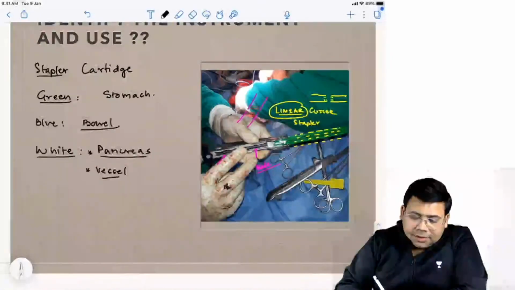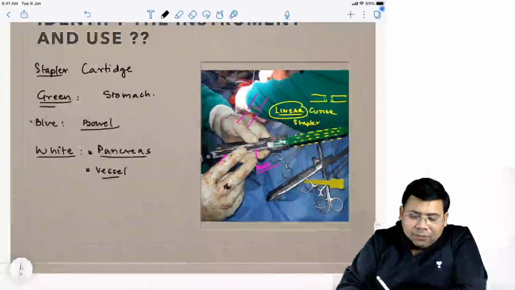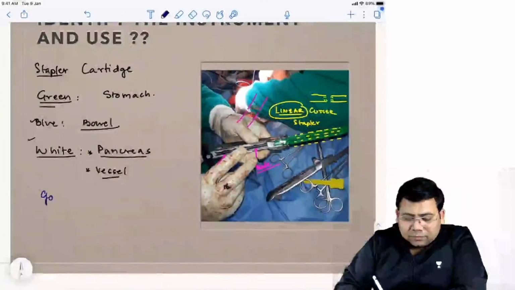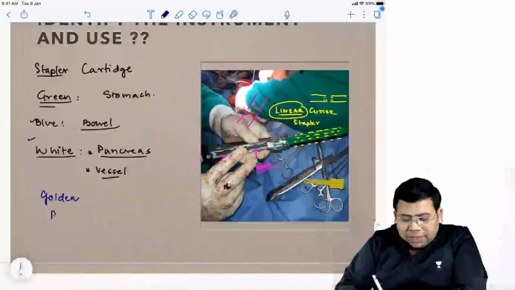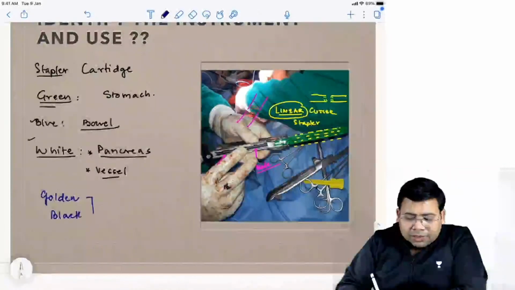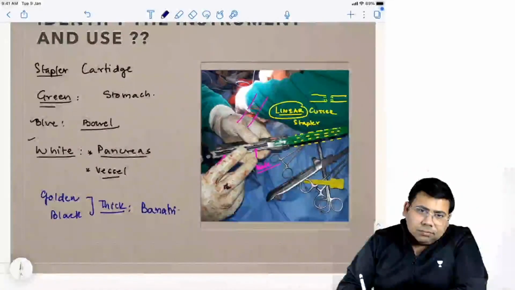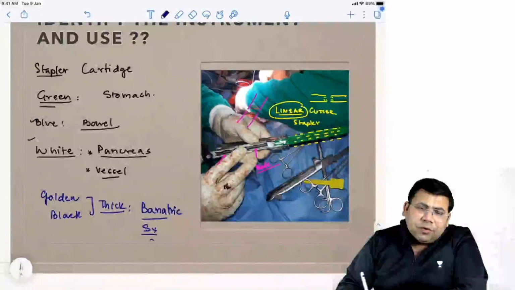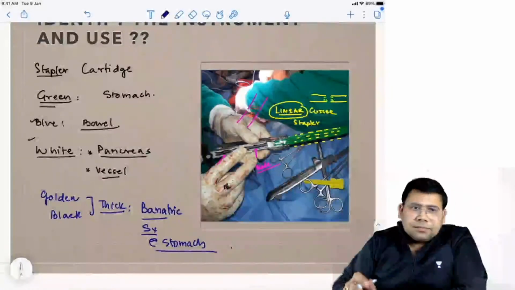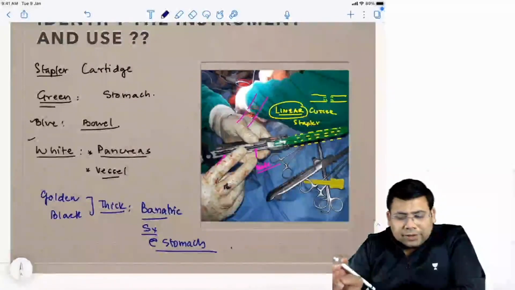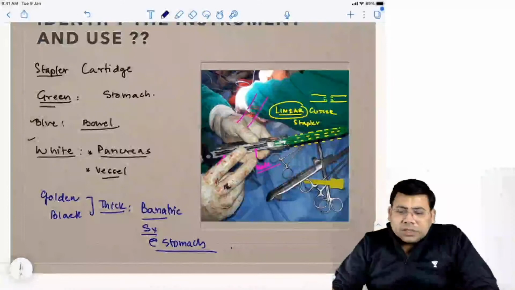Next, so green, blue, white. What else? We also have a golden. We also have a black. But they are also for thick tissues. You can use it in bariatric surgery. Generally over stomach, you can use a golden or a black also. Is that clear? So green, blue, white. So this is all for today.